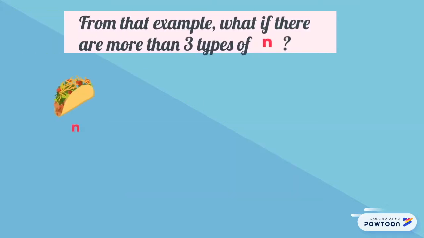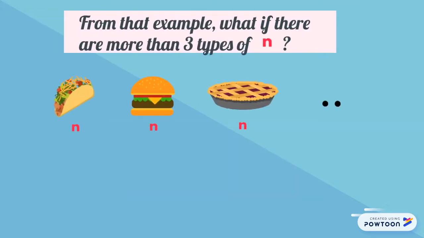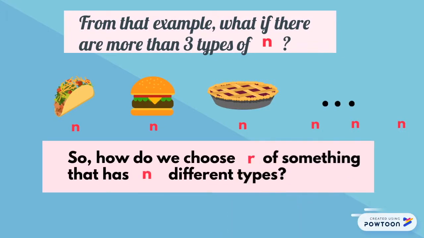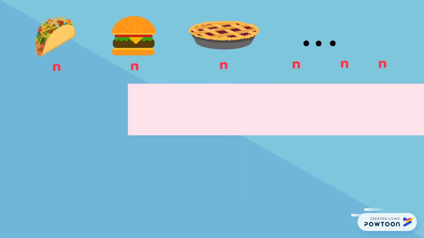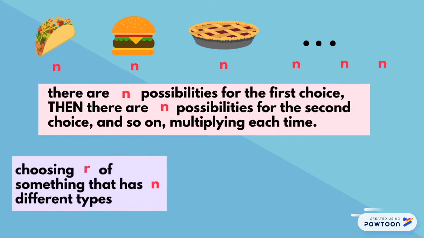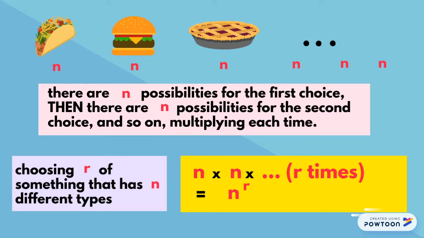But what if there are more than 3 types of n? So how do we choose r of something that has n different types? There are n possibilities for the first choice, then there are n possibilities for the second choice, and so on, multiplying each time. So the formula is given by n to the power of r.